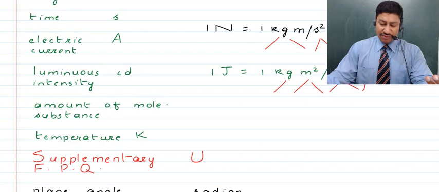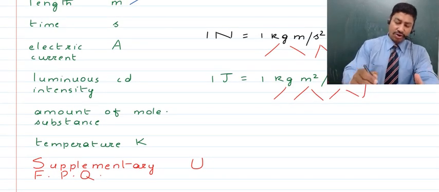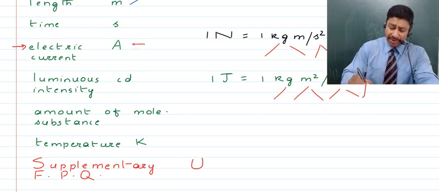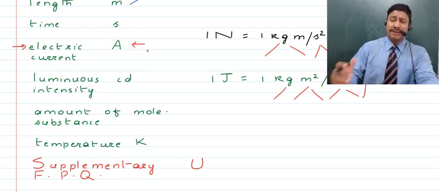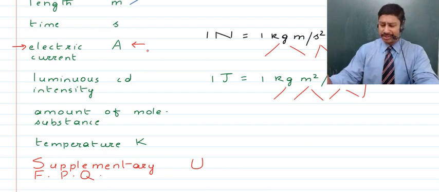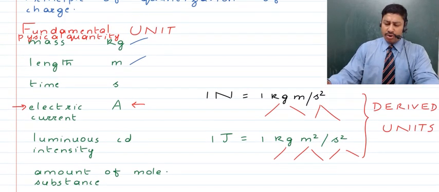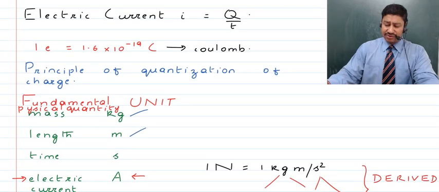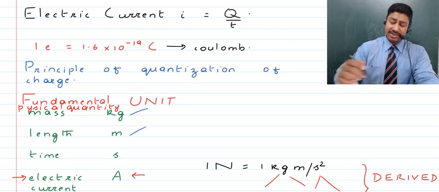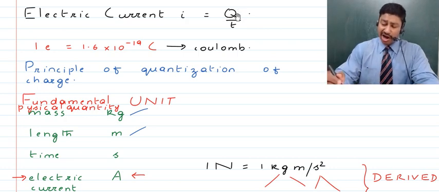And this is how I give you an idea that when we talk about electric current, it is a fundamental physical quantity, and its unit, ampere, is the fundamental unit in the list of all the fundamental physical quantities and fundamental units. Now, when we talk about electric current, you've just seen here that electric current is the ratio of charge to time.